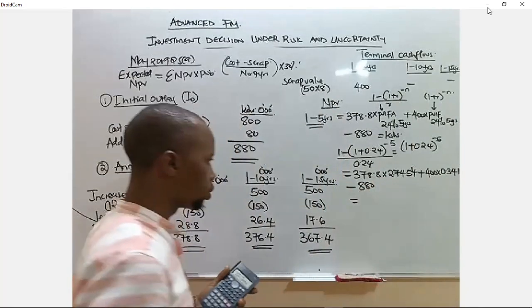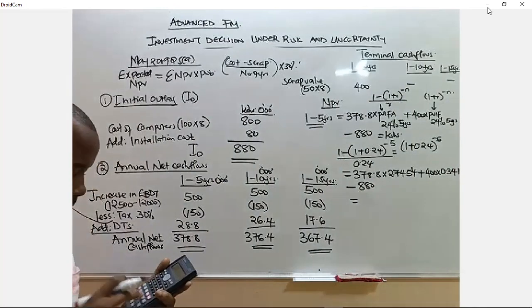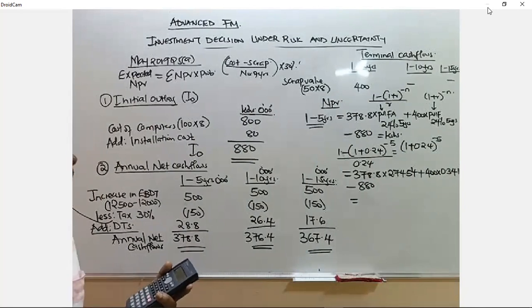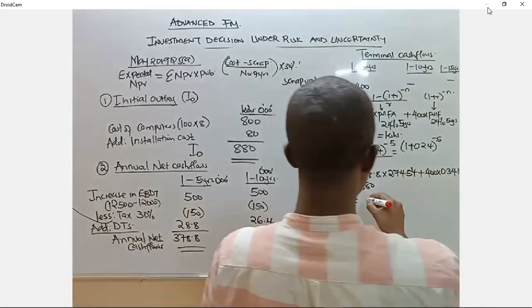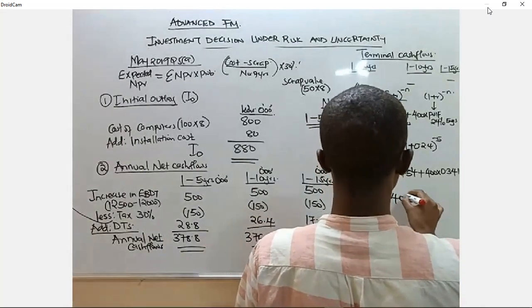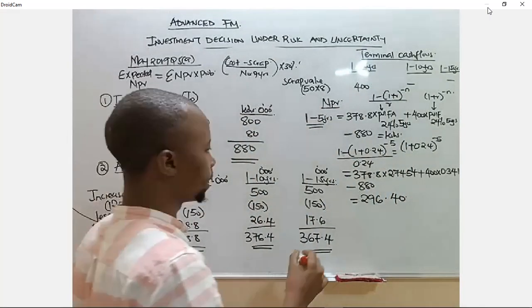So you just need to put this on your calculator. It will be 378.8 times 2.7454 plus 400 times 0.3411 minus 880. We are getting 296 here. It will be 296.40. What about when we go to 1 to 10 years?